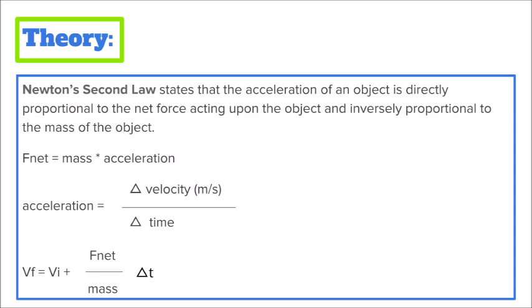I used Newton's second law to help me predict the motion. I considered the effect that the drag force and gravity each had on the parachute man as it fell. Newton's second law states that the acceleration of an object is directly proportional to the net force acting upon the object and inversely proportional to the mass of the object.